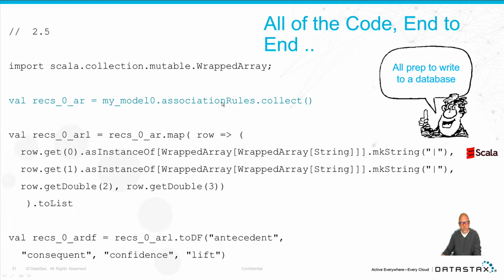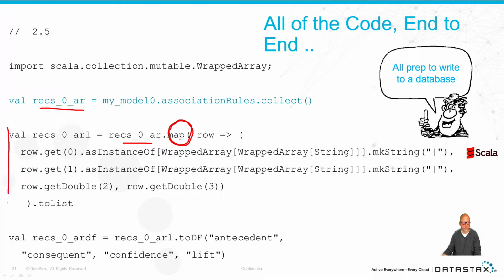While we had done an association rules show, that didn't capture it into a variable. And so I want to capture it into a variable. I'll use the collect method. So now I have a handle on the model. And I'll take this model and I'll apply a transform to it. I'll take those two arrays for antecedent and consequent and I'll build strings. That's what this does. Make string, make string. I need to get the confidence and lift as doubles and I return it as an array.